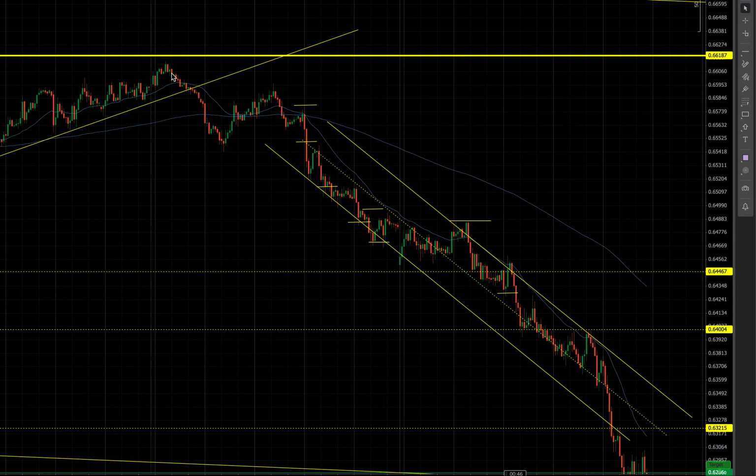So this is where we're looking. This was the break of the complex pullback area. This is the retest, and now at that point it made a new low. So if I just bring this down to here, this is on the hour time frame. So I would enter. This is where I initially entered.